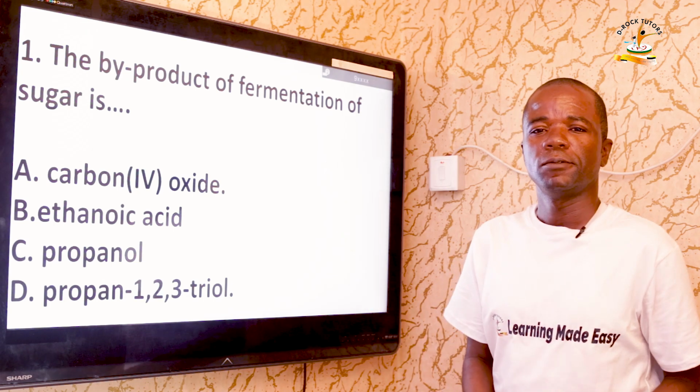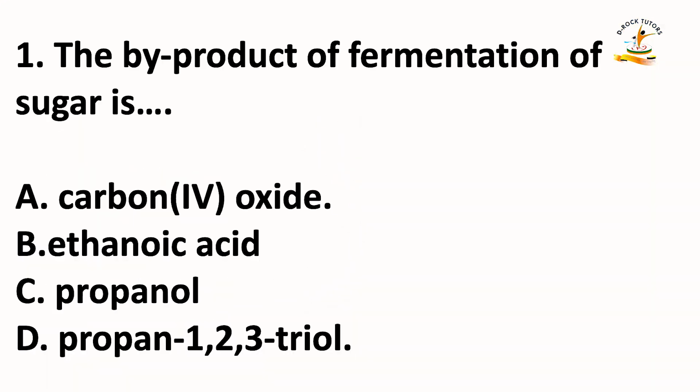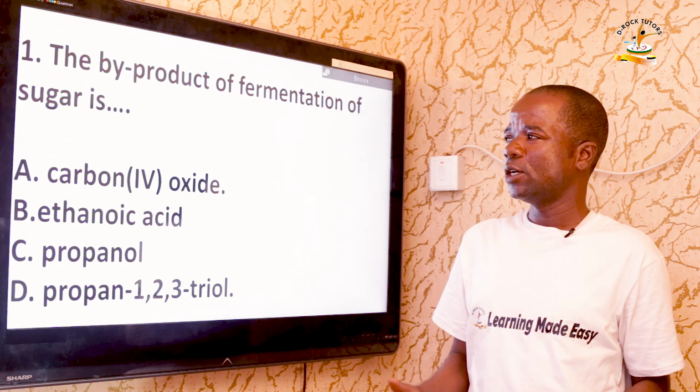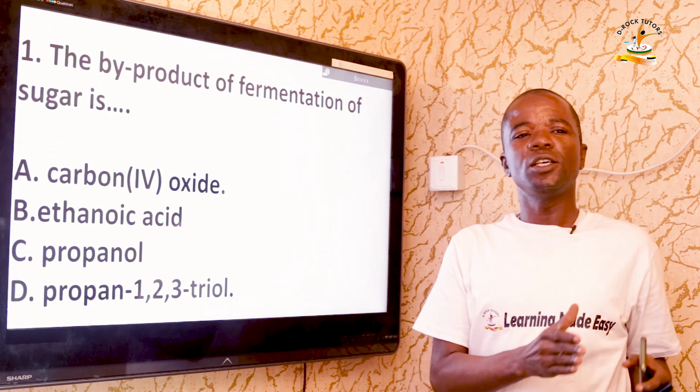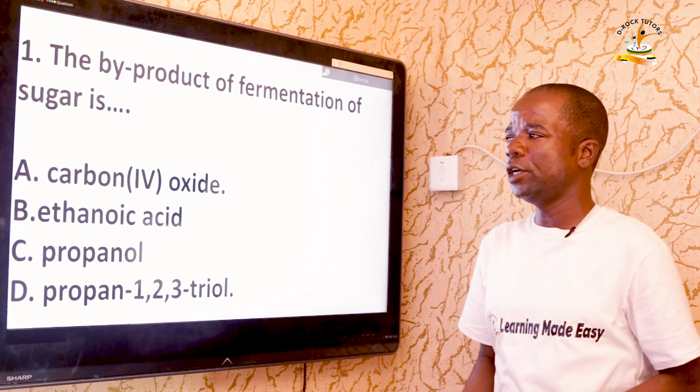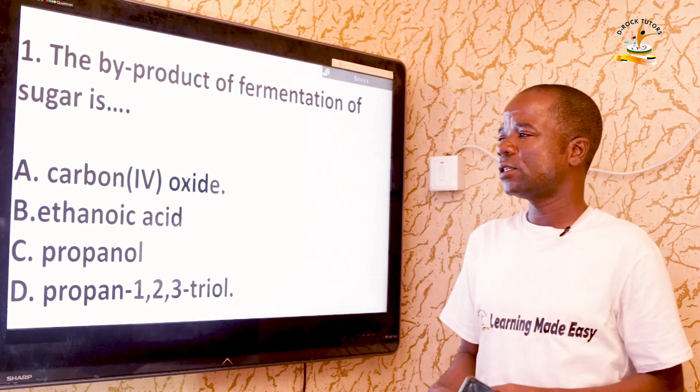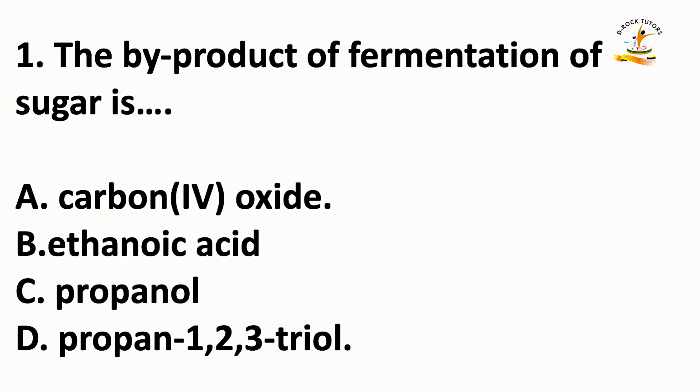Let's get started. The very first question: the byproduct of fermentation of sugar is obviously option A, carbon IV oxide. We know that during fermentation of sugar, two major products are obtained. When sugar undergoes fermentation, the major product is ethanol, C2H5OH, while the byproduct is carbon IV oxide. So the correct answer is option A.